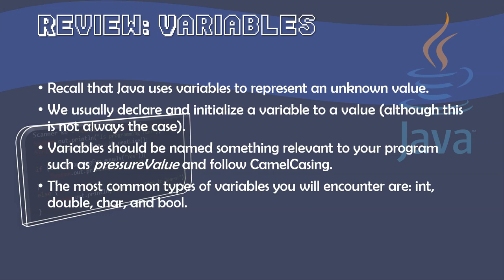Now, the types of variables that we will see are, of course, ints, doubles, chars, and bools. And remember, ints are going to be your whole numbers, doubles will be decimal, char are a single character, and a bool, of course, is true or false.